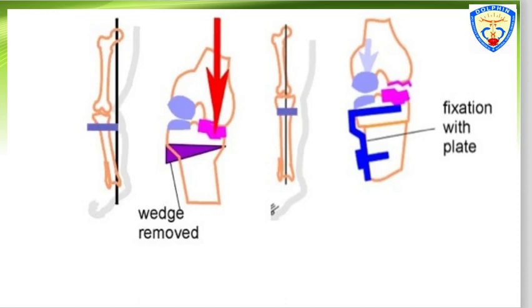Again in the next picture, here you can see there is a deformity, this same condition, genu varum deformity, and from here, on the lateral side, a wedge is removed, and when this wedge is removed there is correction of the deformity. And sometimes we fix these things with a plate, means we are fixing it with internal fixators also.